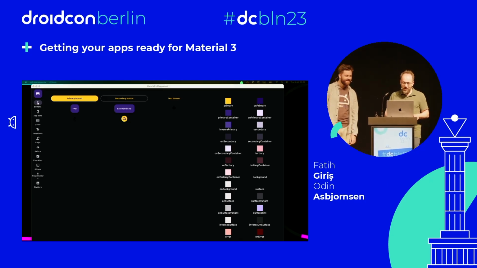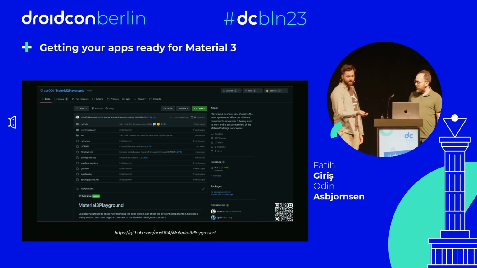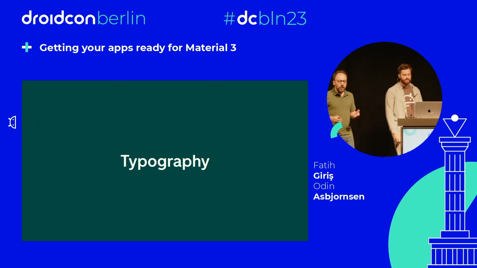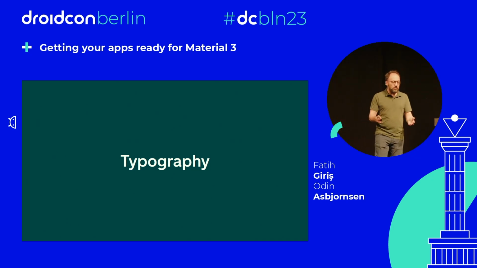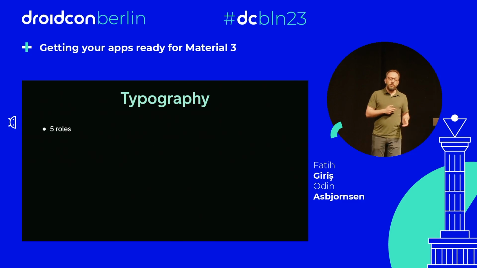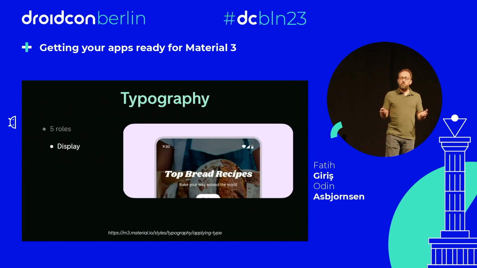All right, let's come back to the presentation. Yeah. So how does the typography work? Yeah, so we talked enough about colors. Of course, colors are important, but typography is important, right? In Material 3, we have 5 different roles for the typography. The first one is the display one. If you want to show a really important text on large screens, you can use display.